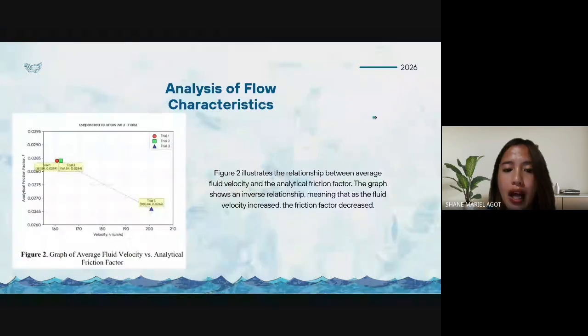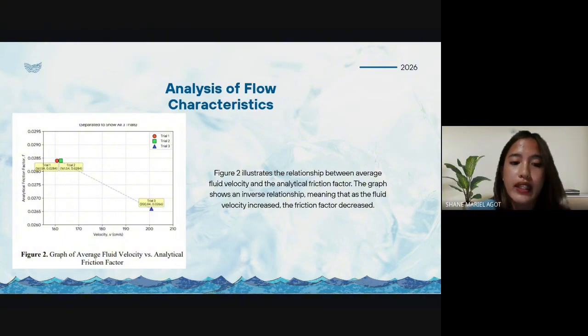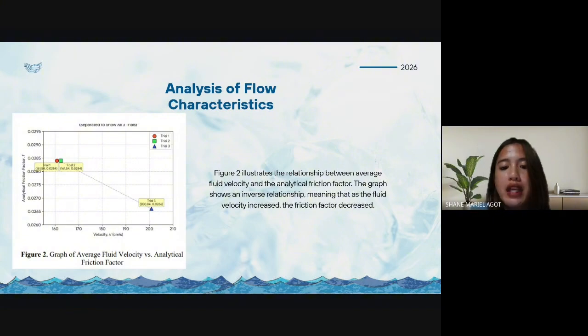Okay, figure 2 illustrates the relationship between average fluid velocity and the analytical friction factor. The graph shows an inverse relationship, meaning that as the fluid velocity increased, the friction factor decreased. In trials 1 and 2, the average velocity was 161.54 centimeters per second, and the friction factor was 0.0284. In trial 3, the velocity increased to 200.84 centimeters per second, while the friction factor decreased slightly to 0.0266.